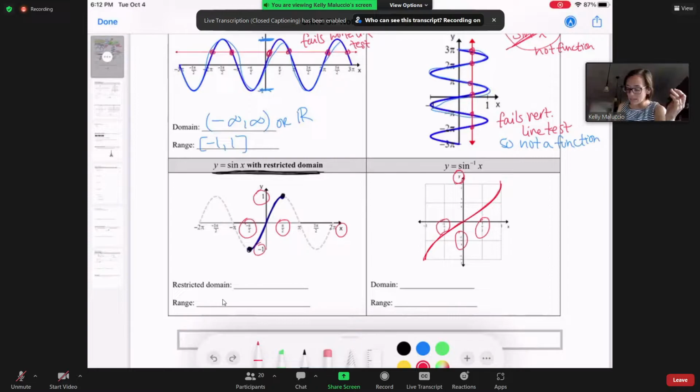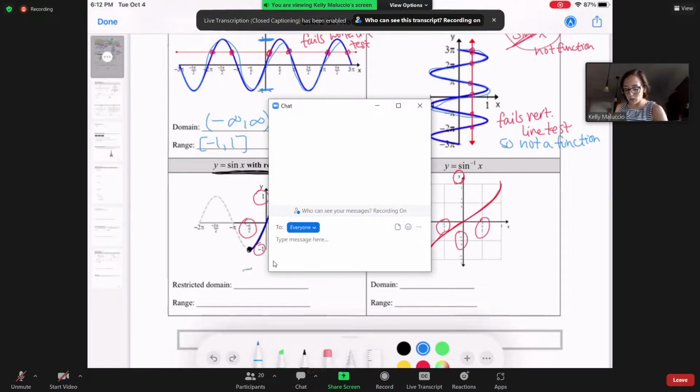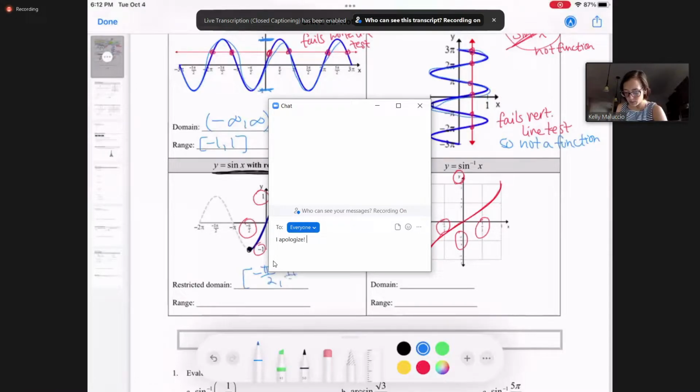So looking at this example, that is a function, the restricted domain here is negative pi over 2 to pi over 2. And this will just be a common one. Again, like I said, you could restrict it differently, but as long as its inverse will pass the vertical line test, which means the trig function will pass the horizontal line test, then it's good to go. And the range is still negative 1 to 1.